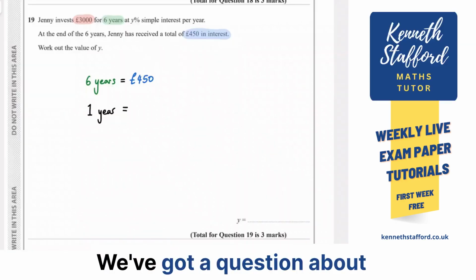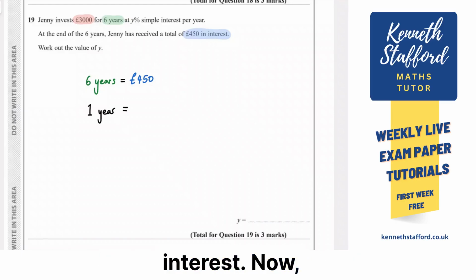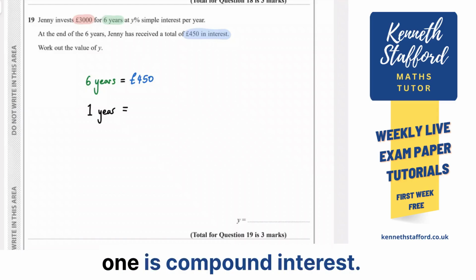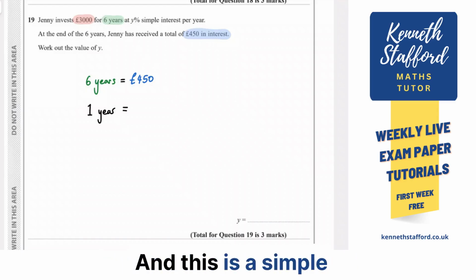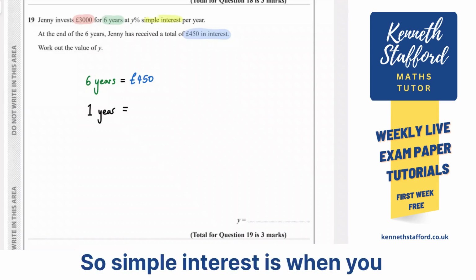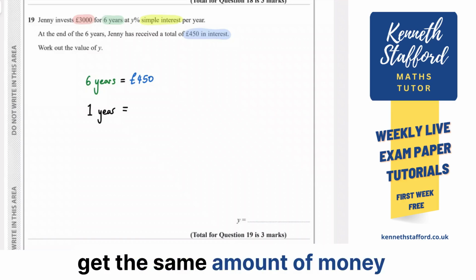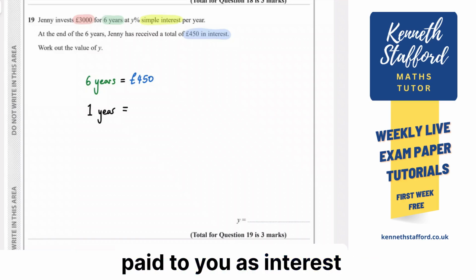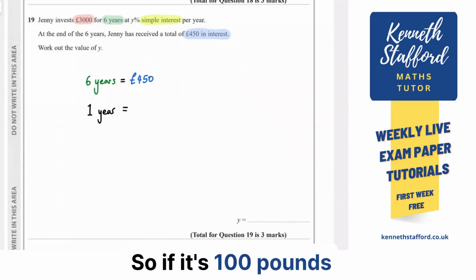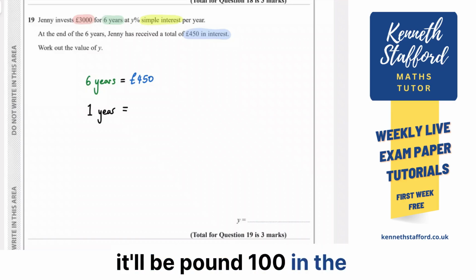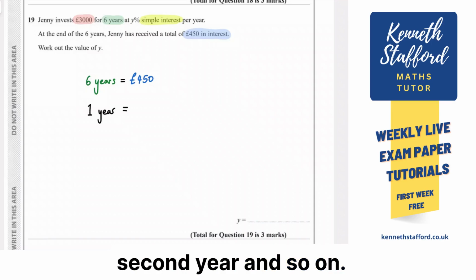Question 19, we've got a question about interest. Now there are 2 types of interest questions. One is simple interest and one is compound interest. And this is a simple interest question. So simple interest is when you get the same amount of money paid to you as interest each year. So if it's £100 in the first year, it'll be £100 in the second year, and so on.